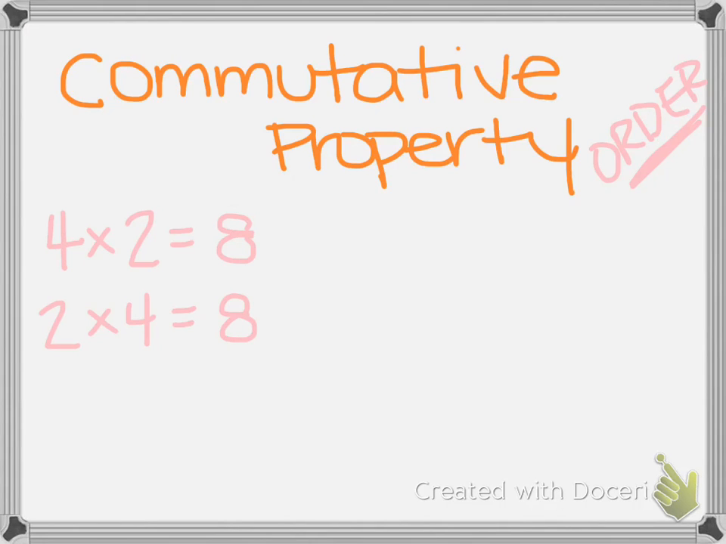Guys, the same thing happens in addition. So let's look at 2 plus 3. We all know that 2 plus 3 equals 5. But you know what? It doesn't matter. We can also do 3 plus 2, and it also equals 5. So just remember that the commutative property shows us that with multiplication and addition, it doesn't matter which order you do it in, you're going to come up with the same total.